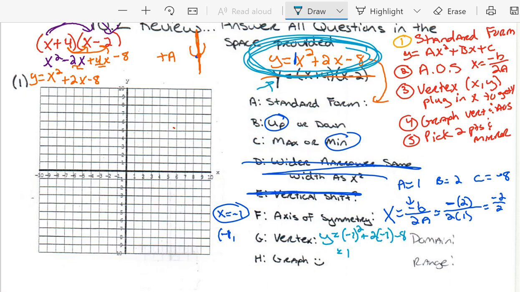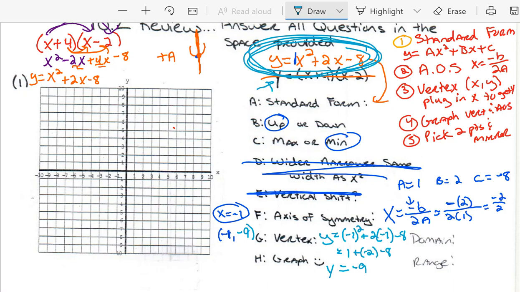So this will be 1. I'm just going to do it out again. You don't have to. Plus, this will be a negative 2, and then minus 8. I'm going to end up getting negative 9 for this. So my vertex is the point negative 1, negative 9.